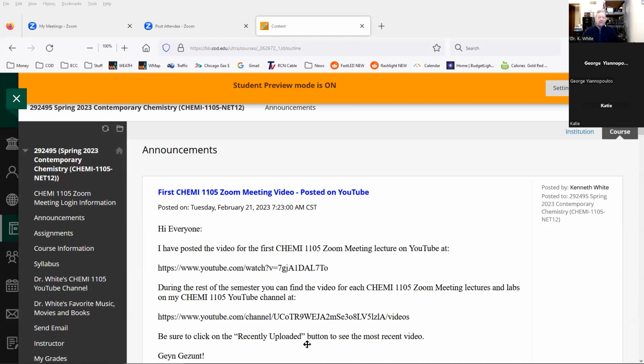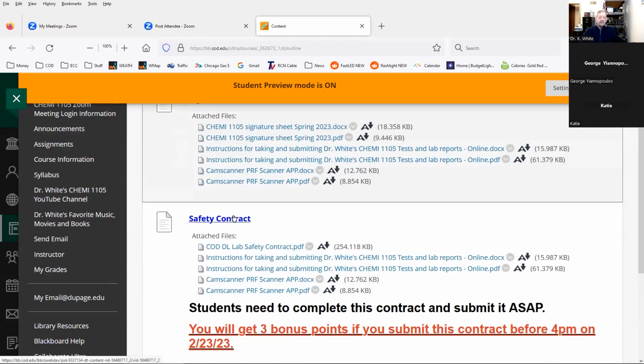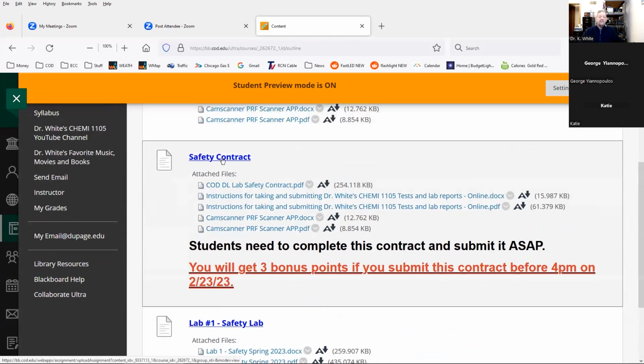All right, you should all be able to see the Blackboard announcements. If you click on assignments, I'm in student view. For the safety contract, I mentioned this, but I put it in writing so you can see it: you get three bonus points if you submit this contract signed before 4 p.m. on the 23rd, which is tomorrow. So please get that uploaded as a single PDF file.